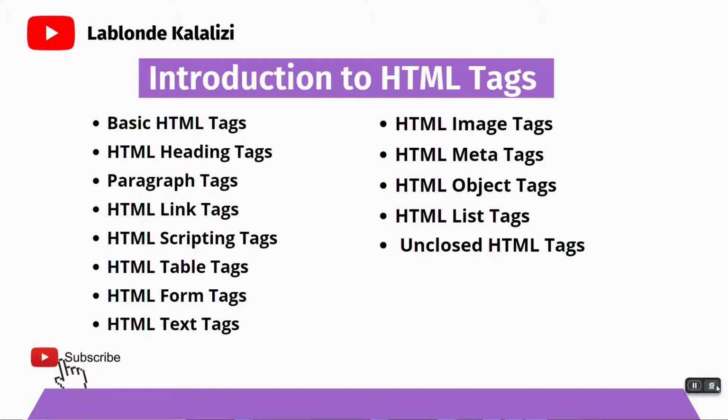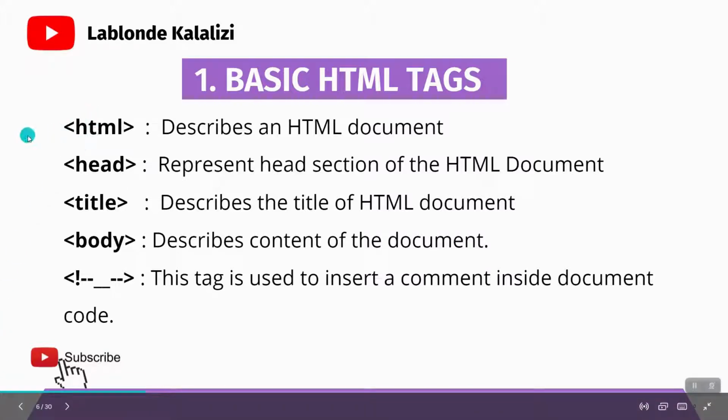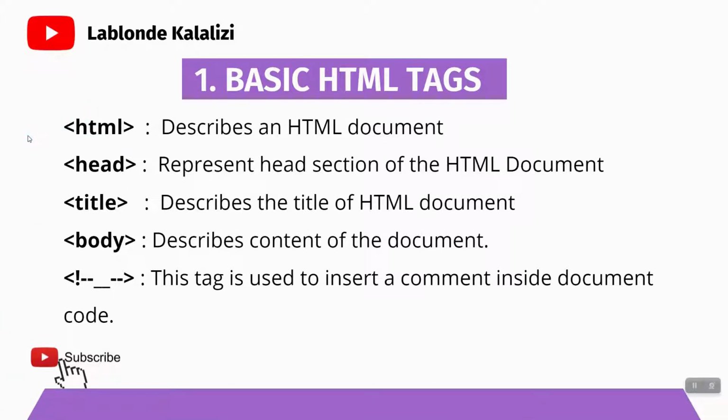So at the end of this video, you are going to learn how to use each of these tags in your coding. So let's get started. Number 1, we're starting with basic HTML tags. The HTML tag describes an HTML document. So whenever you see a code starting with this HTML tag, the number 1 tag here, you have to know that this is an HTML code.